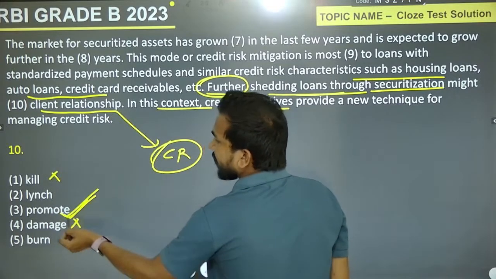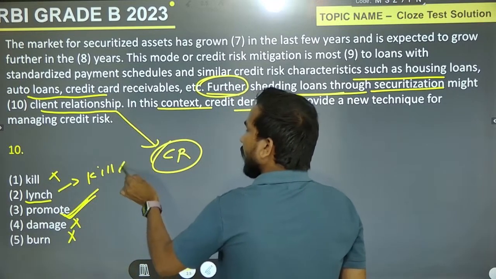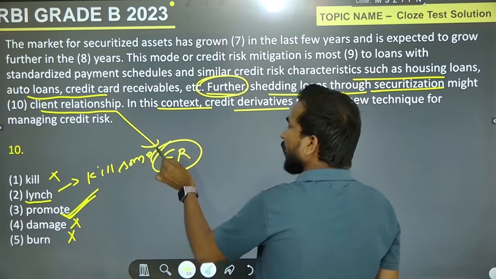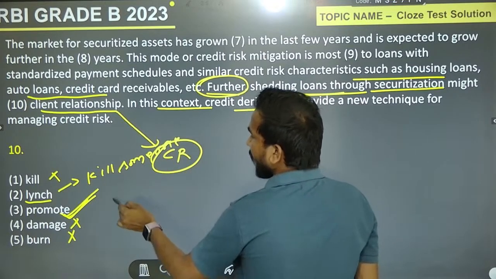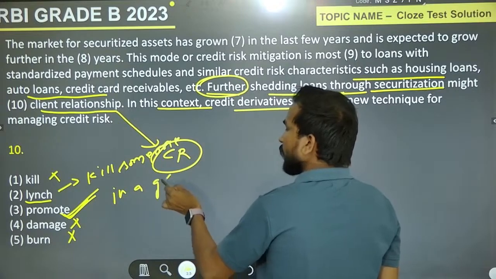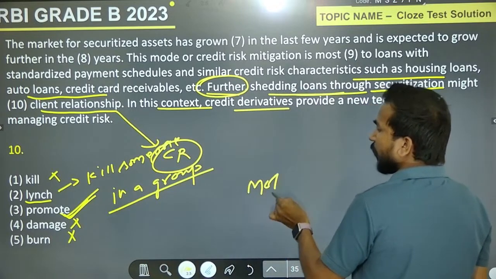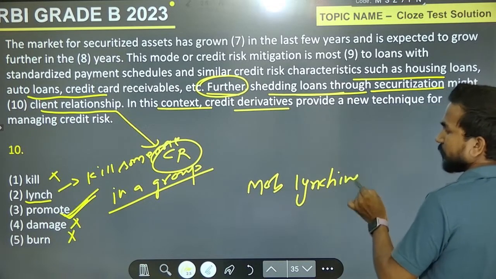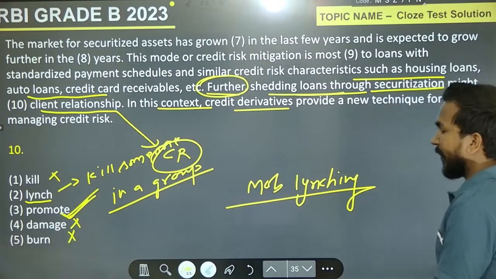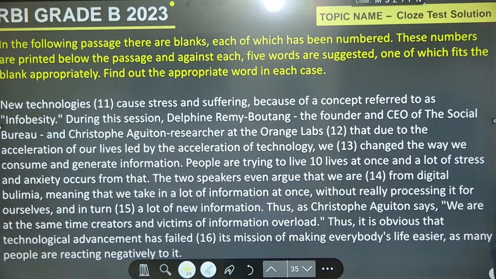There is a word, lynch. Lynch is to kill someone in a group. You have heard the word also. That is mob lynching. Have you heard it? Mob lynching. That is the word. Now we have the next passage. Go for it.